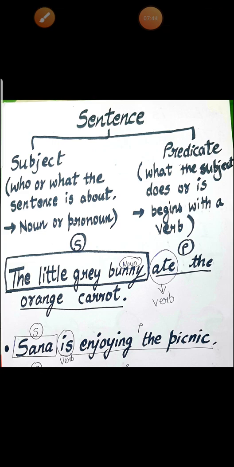Then the subject can be a noun or pronoun. In our example, he is a boy, he is what? A pronoun. And suppose you want to replace it with a noun, you can do that. You can write Ram, Ram is a good boy, or Ram is a boy. So in that way. Then the predicate begins with a verb.